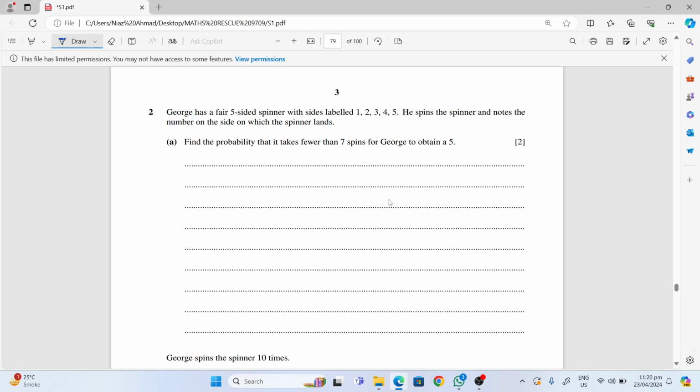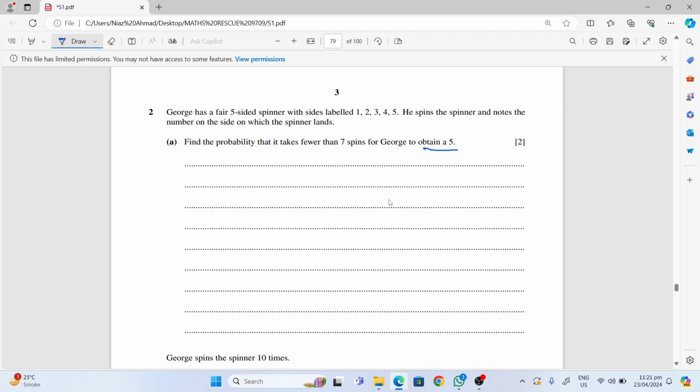Question number 2 says George has a fair 5-sided spinner with sides labeled 1, 2, 3, 4, 5. He spins the spinner and notes the number on the side on which the spinner lands. Find the probability that it takes fewer than 7 spins for George to obtain 5.